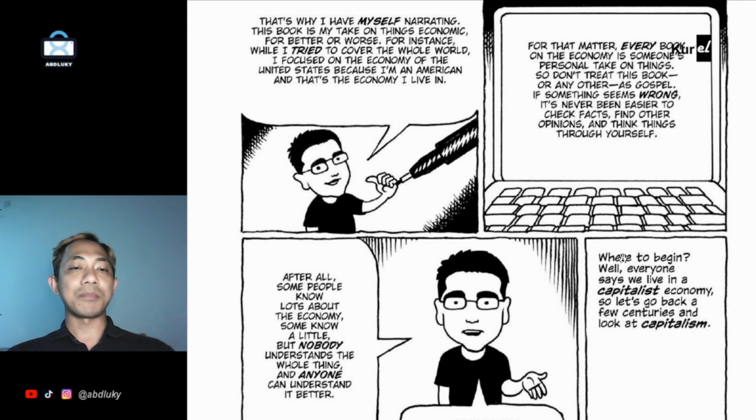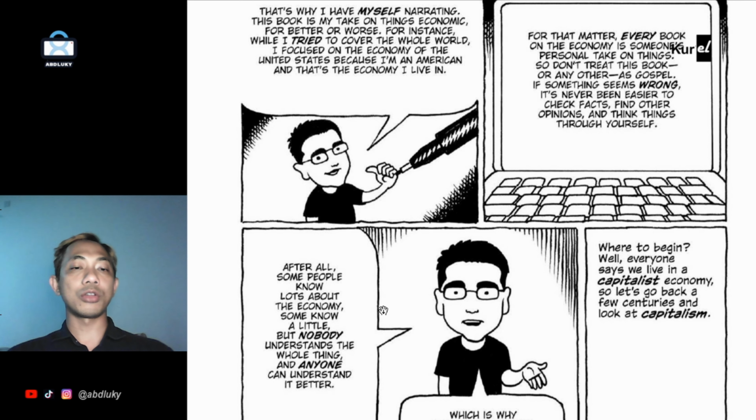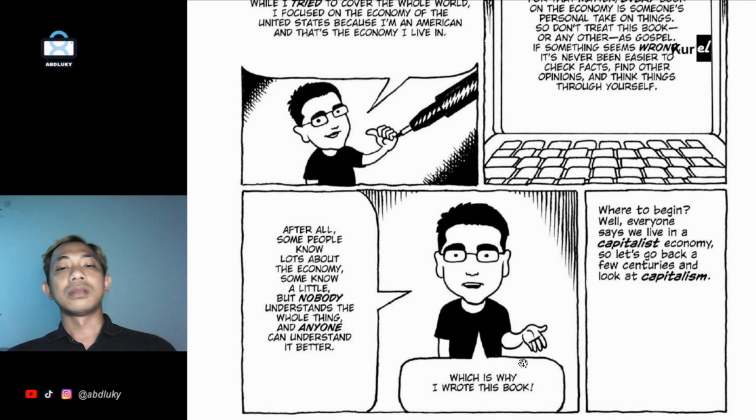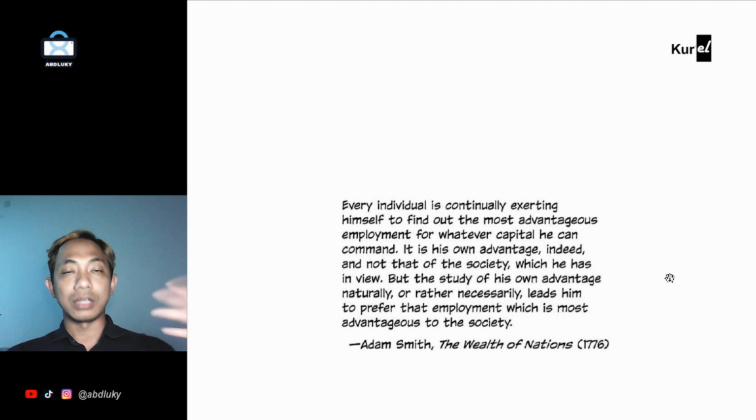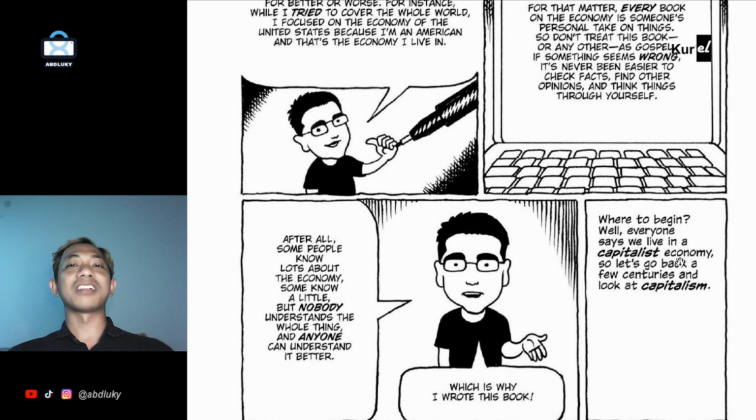After all, some people know lots about the economy, some know a little, but nobody understands the whole thing, and anyone can understand it better, which is why he wrote this book. Where to begin? Well, everyone says they live in a capitalist economy, so let's go back a few centuries and look at capitalism. So this is the comic, and this comic is very interesting for me.